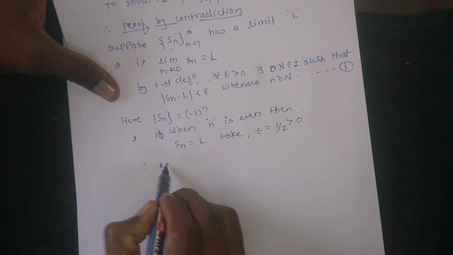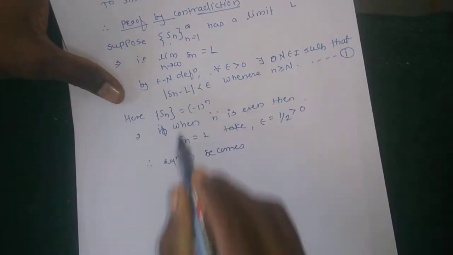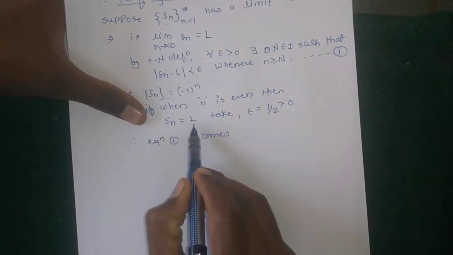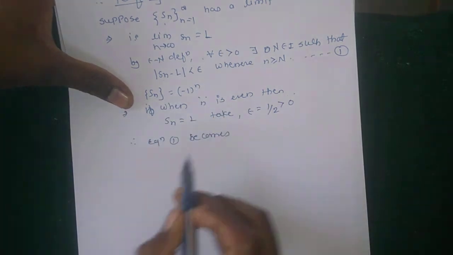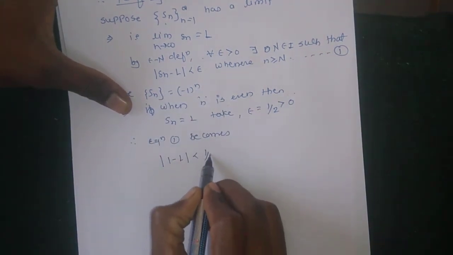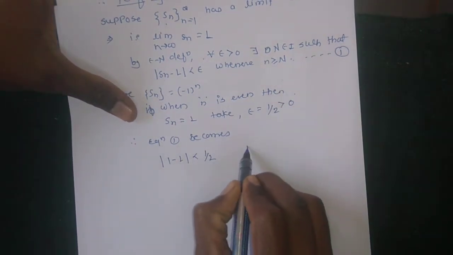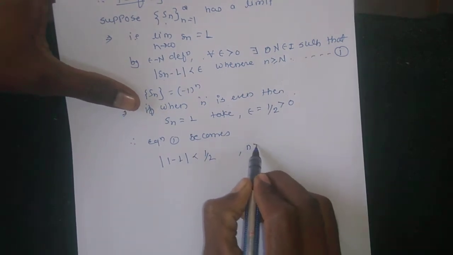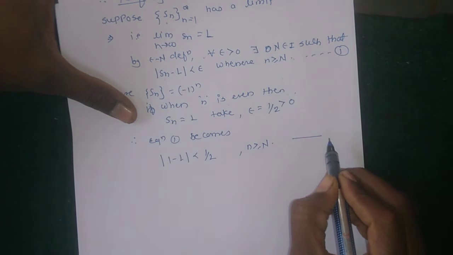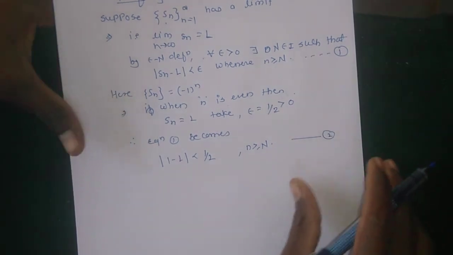Therefore equation 1 becomes, putting the value of Sn and epsilon, we get mod of 1 minus L is less than 1 by 2, where n is greater or equal to N. Suppose this is equation number 2.